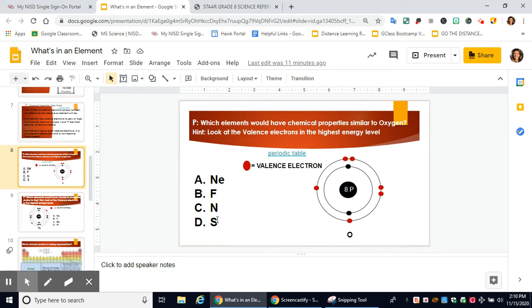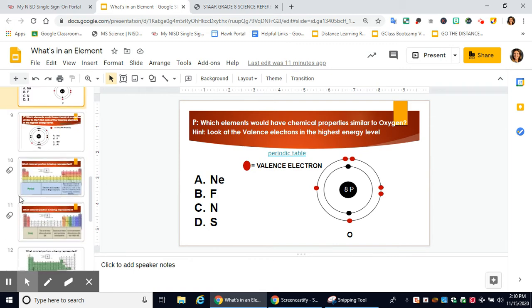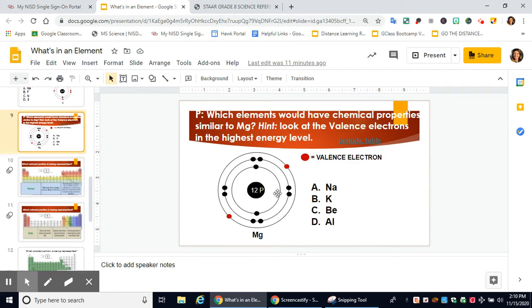All right, so that would have been your answer here. And neon is a noble gas in group 18, so we would not have chosen that. All right, let's have another practice. It reads, which element would have chemical properties similar to magnesium?